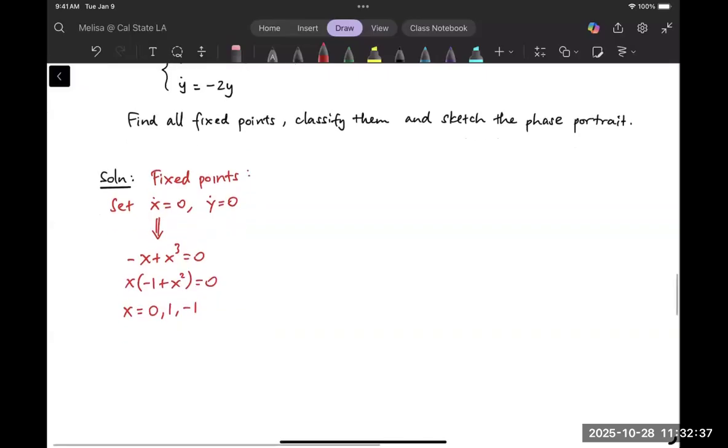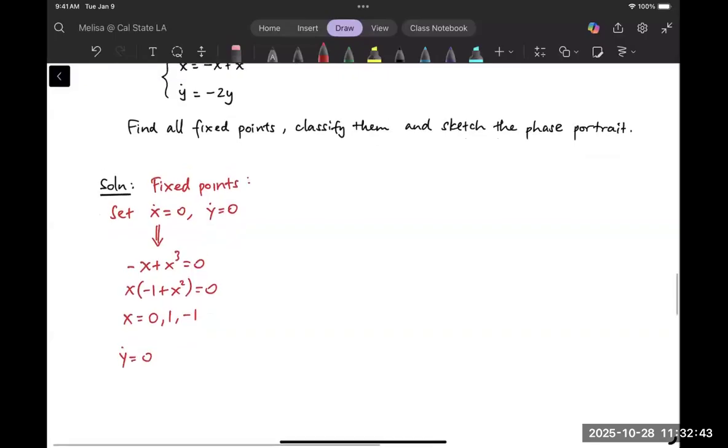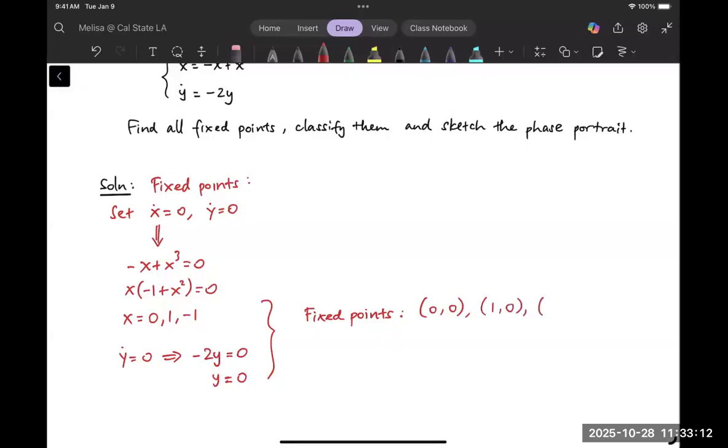All right, so now let's look at the other one. dy/dt equals 0. But dy/dt is just minus 2y. So minus 2y equal to 0, that means y is 0. So you get the x values, but the y value is always 0. Combining this, you get 3 fixed points. The first one is 0, 0. And then you have 1, 0. And then you have minus 1, 0.